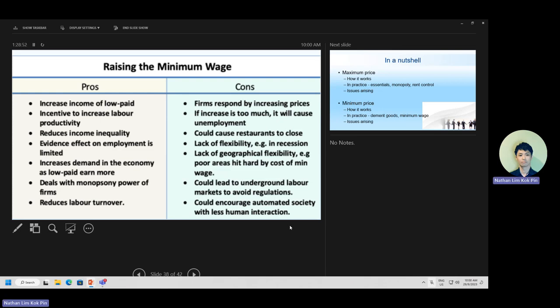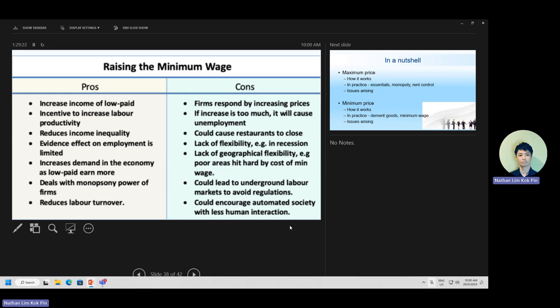Now, minimum price, the concept also applies to minimum wage. Recently, Malaysia raised the minimum wage to 1,500 ringgit. You all know that? What does it mean? Whatever job you work, it doesn't matter what job, your minimum pay is 1,500. The employer cannot pay you less than 1,500. What is the problem if you have a minimum wage, or a higher minimum wage?